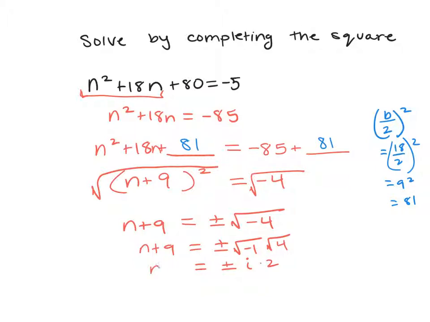I'm going to bring this n plus 9 down. So I get plus or minus 2i. And then the very last thing I'm going to do is subtract 9 from both sides. And we put that in the front here so that it is in standard form. And we have 2 answers, negative 9 plus 2i and negative 9 minus 2i, which we can leave as negative 9 plus or minus 2i. And so solving by completing the square was a really good method here because we had imaginary solutions.